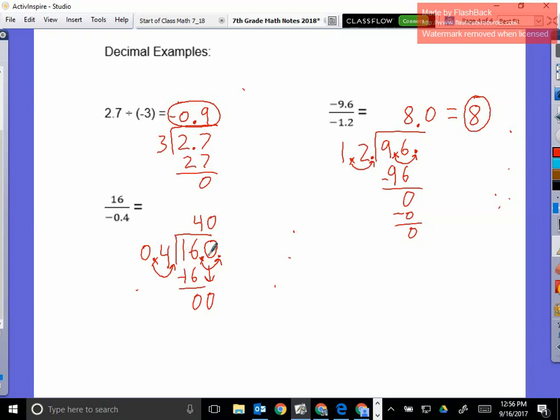Check the sign of your answer. Our number on top here was positive. This number's negative. They're different. So our answer is going to be negative.